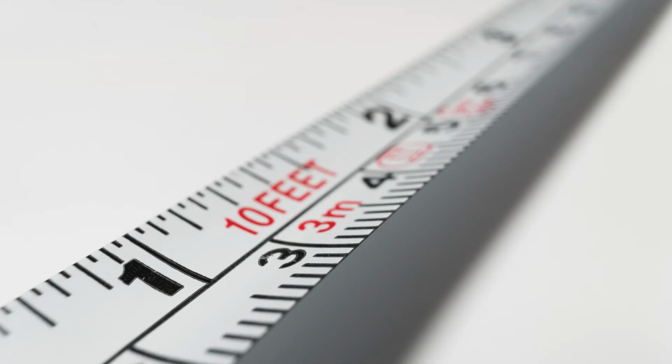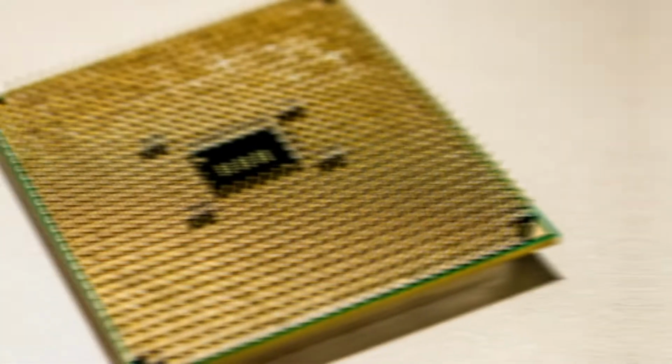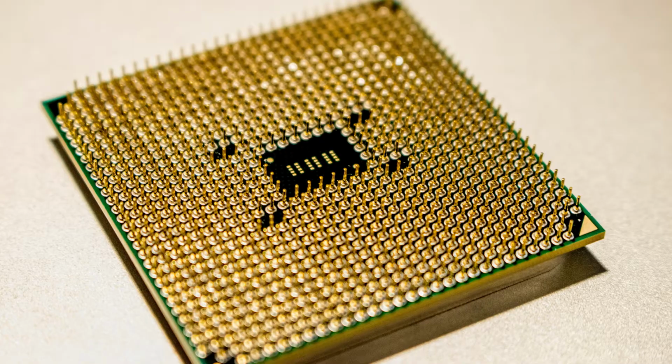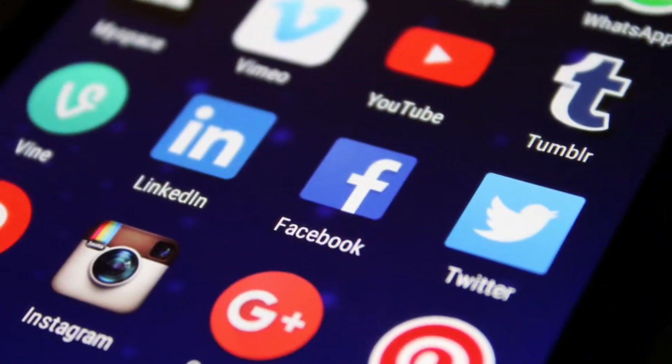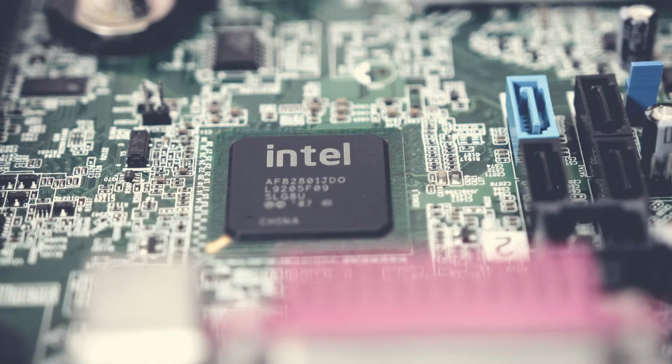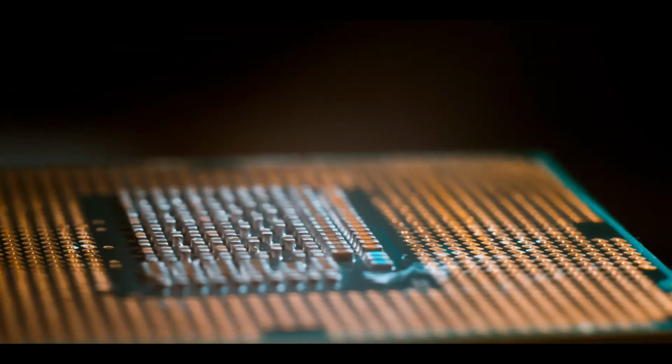What do numbers like 5 nanometers and 10 nanometers mean when talking about processors? And what is its importance? If you follow the technical news regularly, then it is likely that you have seen news that Intel is still experiencing problems in the manufacture of 10 nanometers processors.